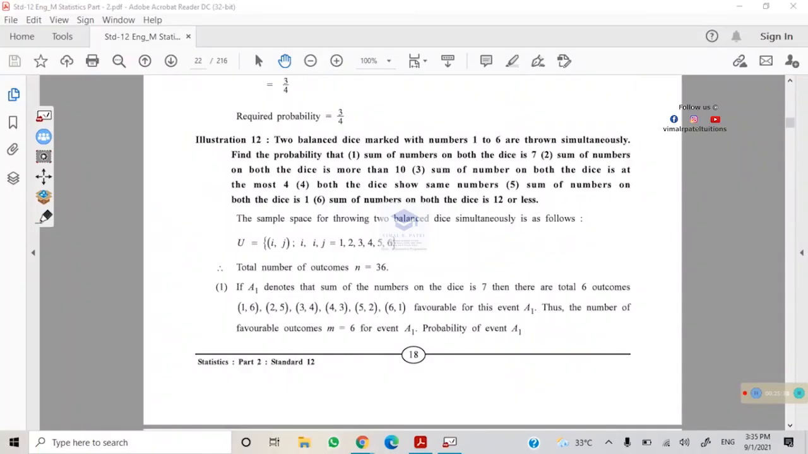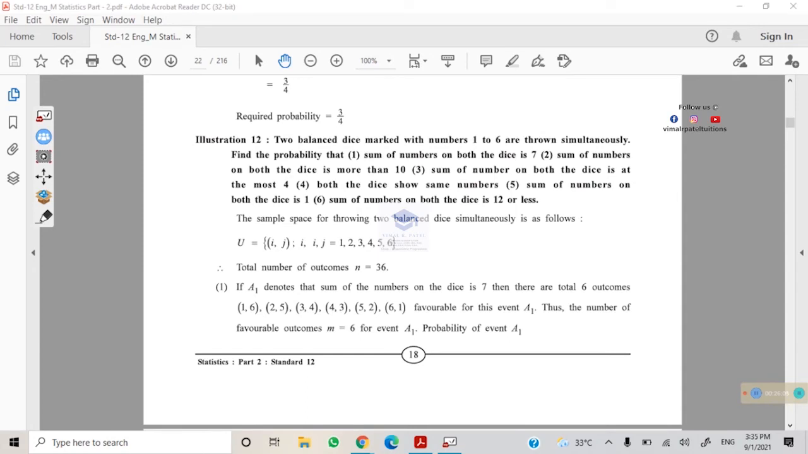Two balanced dice marked with number 1 to 6 are thrown simultaneously. So if one dice is thrown, then total number of outcome will be 6. Two dice are thrown, so total number of outcome will be 36, 6 raised to 2. Now find the probability the sum of numbers on both the dice is 7.